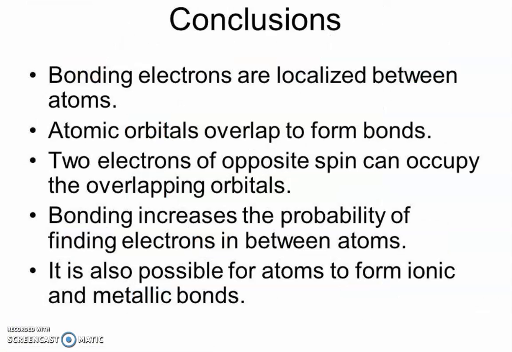In conclusion, bonding electrons are localized between atoms. Atomic orbitals overlap to form bonds. 2 electrons of opposite spin can occupy the overlapping orbitals. Bonding increases the probability of finding electrons in between atoms. It is also possible for atoms to form ionic and metallic bonds.